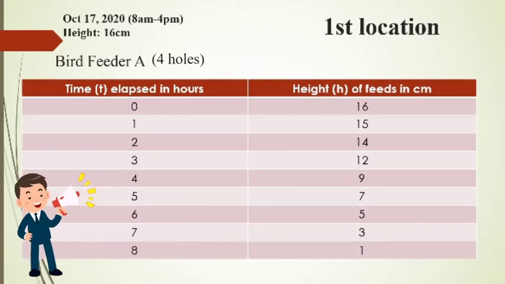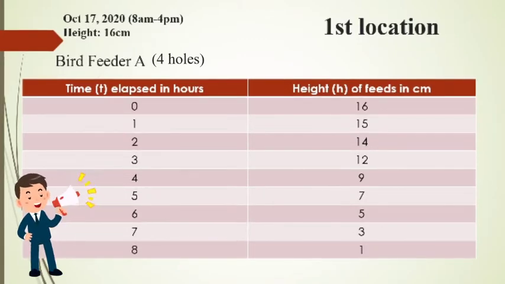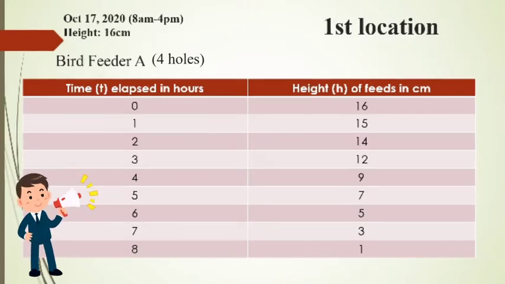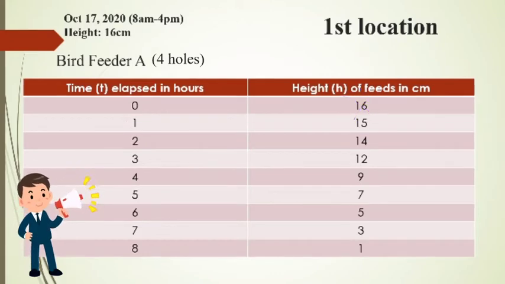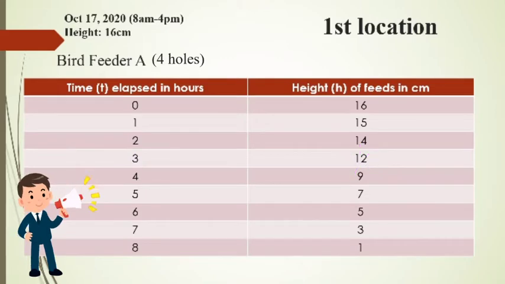Next, we have the table that shows the 2 data sets, the first location and the second location. So first, this table shows bird feeder A with 4 holes, wherein we have the time elapsed in hours and the height of feeds in centimeters. At 0, 16 centimeters. In 1 hour, 15 centimeters left. In 2 hours, 14 centimeters left. And in 3 hours, 12 centimeters left.